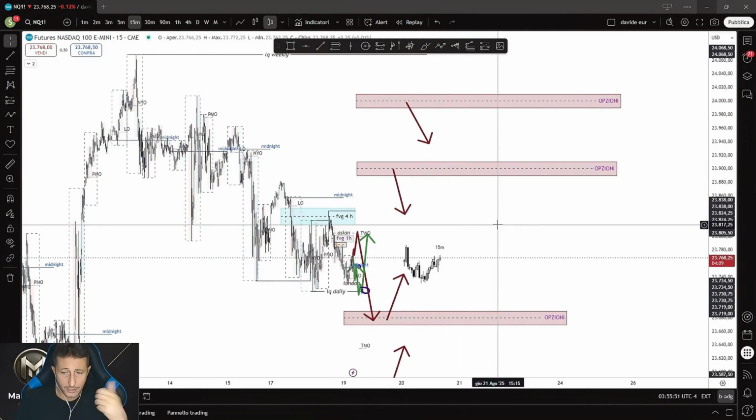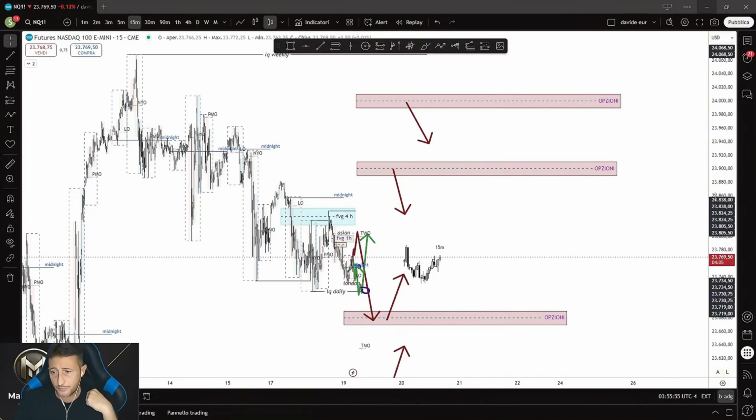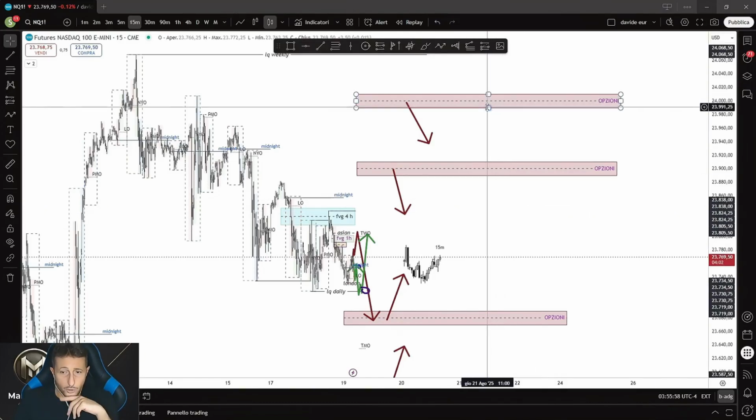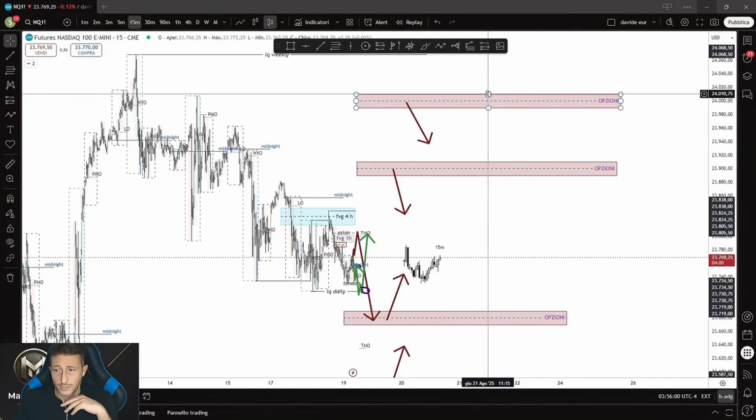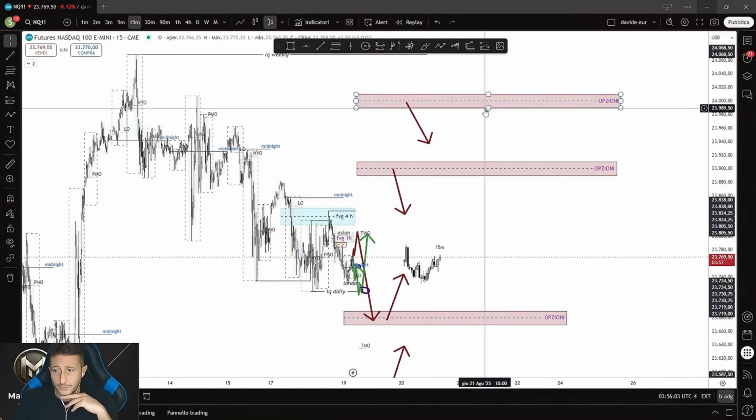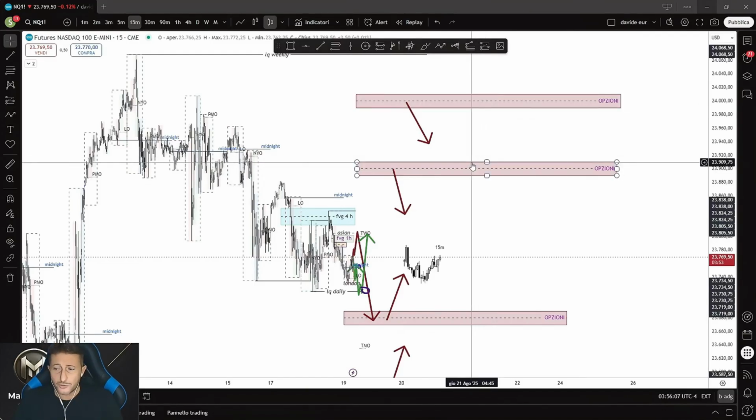Now I'm going to give you both the option zones for Nasdaq and the option zones for SP. Let's start with the calls. Call 2, the higher one, goes from 24,010 to 23,990. The second one, actually the first, goes from 23,910 to 23,890.